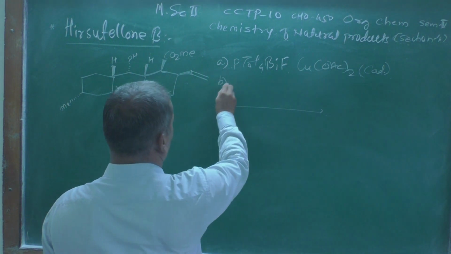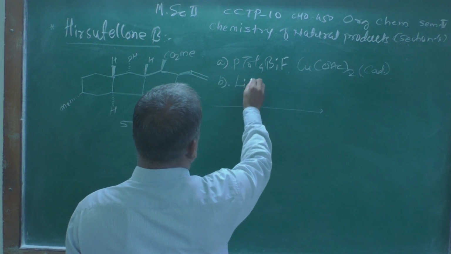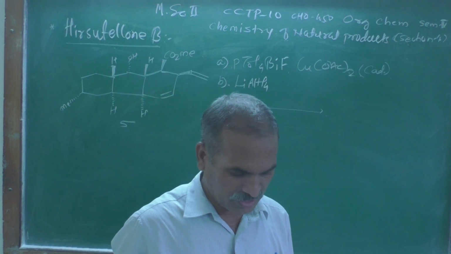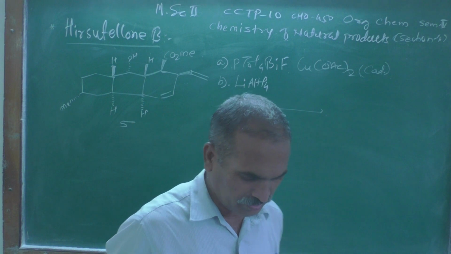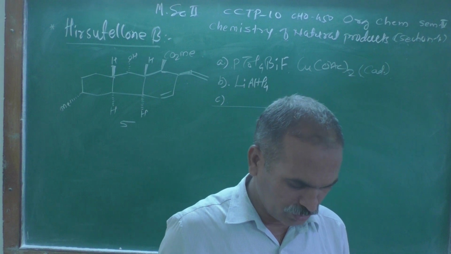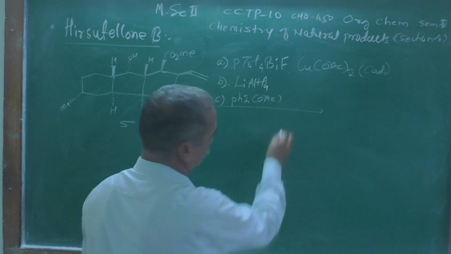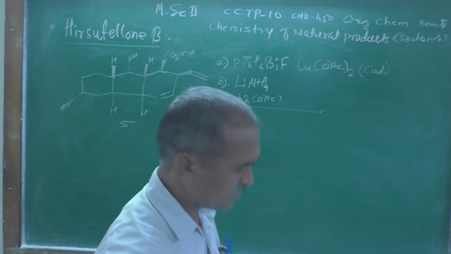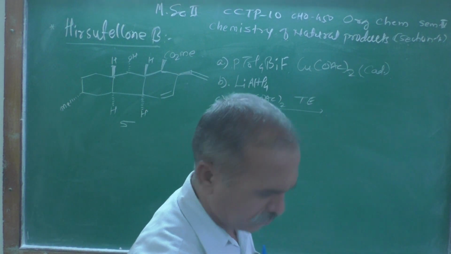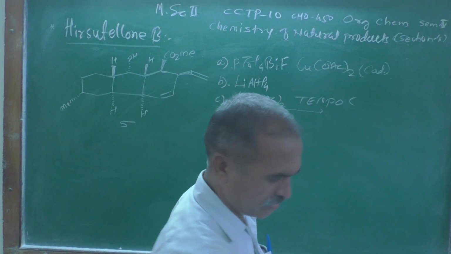Then reagent number B, what is that, which is used as LiAlH4, as we know it is a strong reducing reagent, lithium aluminum hydride. Then the third reagent C will be used as PhI(OAc)2, that is, with TEMPO, that is also used as a catalytic amount.